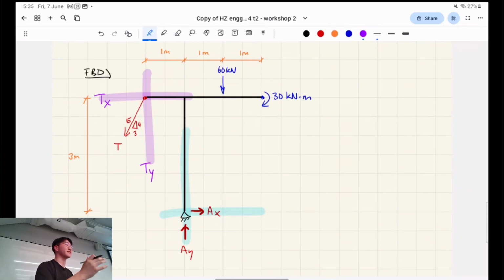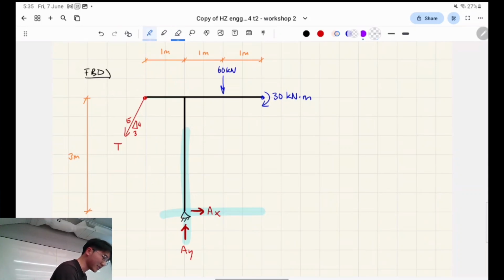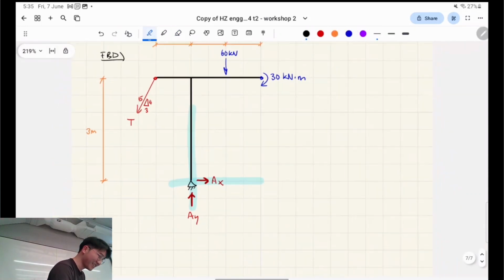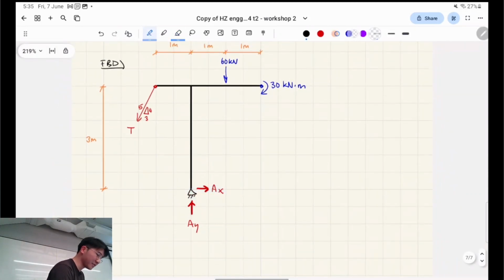That's what differentiates it from a pin support. A pin support actually has two independent unknowns, which is the vertical direction and the horizontal direction. So you're 100% right, Brad, but I was just playing devil's advocate. All right, we take the sum of the moments about A.